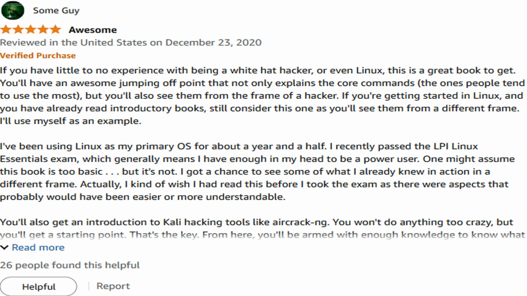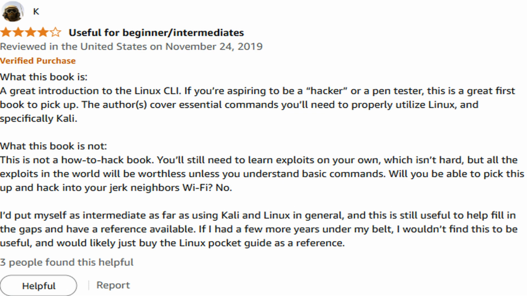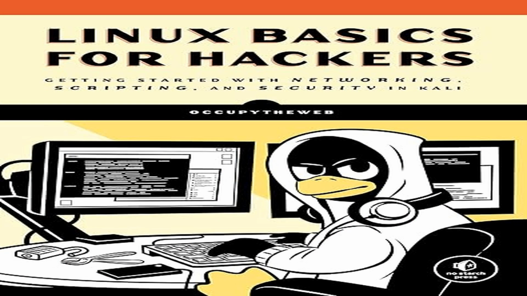In summary, the general consensus is that Linux Basics for Hackers, Getting Started with Networking, Scripting, and Security in Kali, is an excellent resource for beginners interested in Linux, cybersecurity, and ethical hacking. Its clear explanations, practical examples, ethical focus, and hands-on approach make it an ideal starting point for anyone looking to build a solid foundation in these areas. While it may not be comprehensive enough for advanced users, it can still provide valuable insights and a fresh perspective on familiar concepts. Here's a breakdown of the common pros and cons according to user reviews.